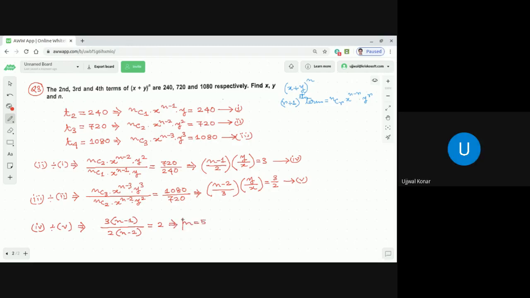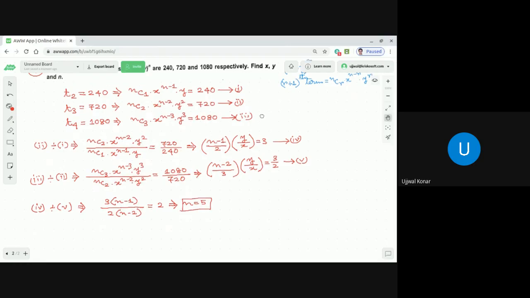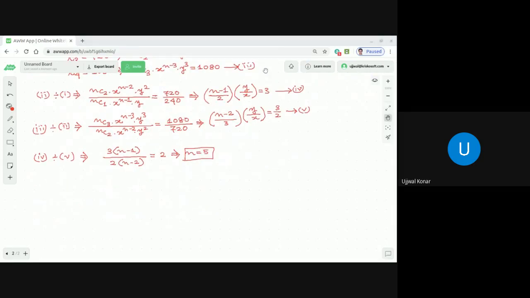So one value we already got. Good achievement. So we are left to find the value of x and y. Now, as we found the value of n, you can apply it in any of these equations. In the equation, suppose, let me use a different color.